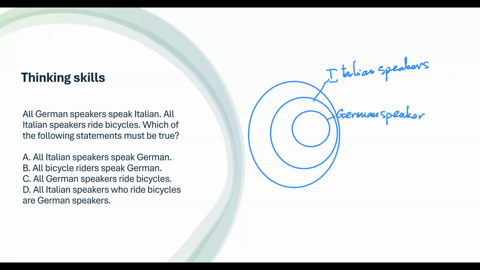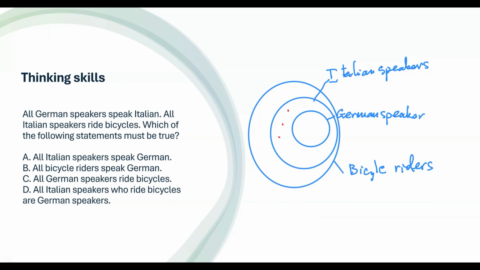Okay. Now that set there, well, give me a moment. They are bicycle riders. Okay, so now we have the complete picture and we can use that. Now let's check the choices. Now, all Italian speakers speak German. Okay, all the Italian speakers speak German.